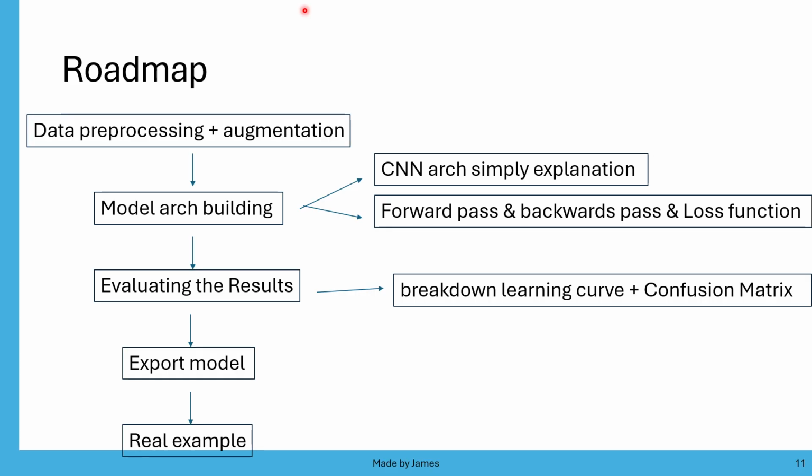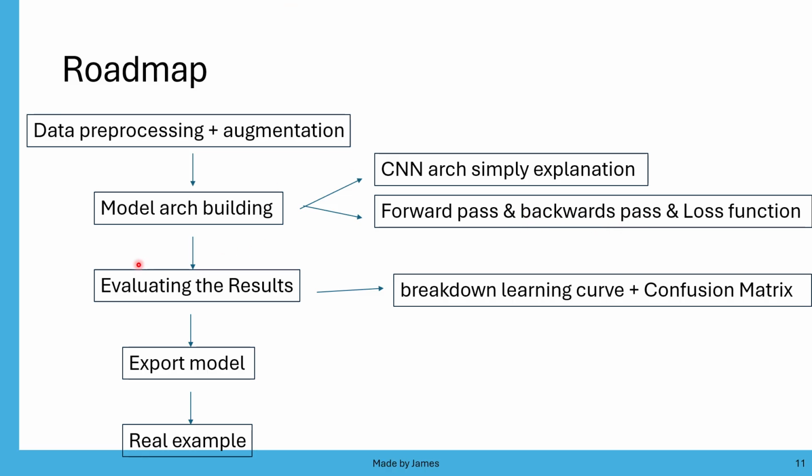After acquiring the data, the second stop is model architecture building. This is the core of the neural network, and we will break it down into two key points. The first is a simple explanation of the CNN architecture, and we will show you the inner workings of convolutional neural networks in the most accessible way. Another is the forward pass, the backward pass and the loss functions, which is the closed loop of the neural network performing a task, scoring, and self-correcting parameters in the background.